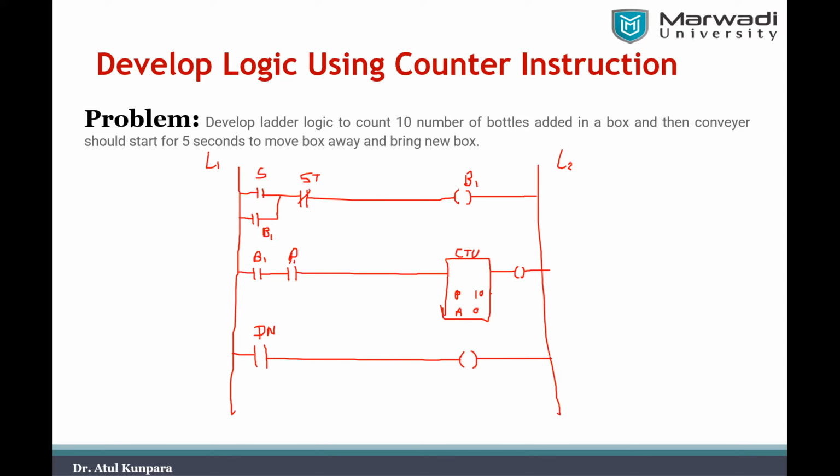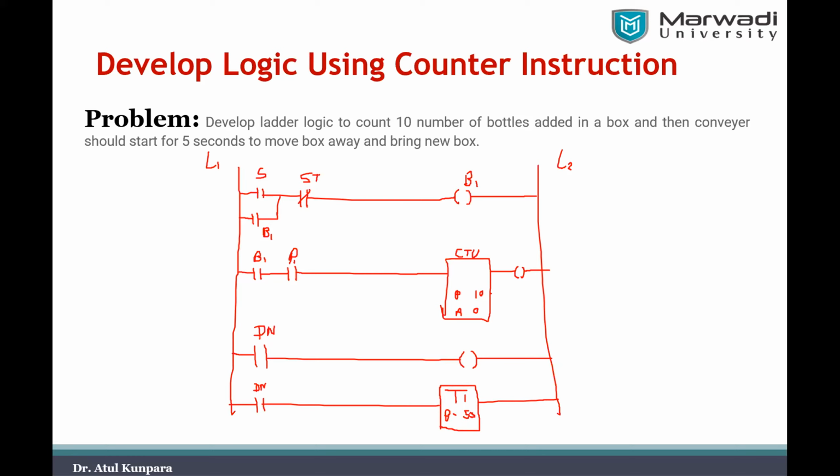But for how much time should your conveyor belt run? 5 seconds. That means I have to utilize that done bit again to start a timer. Right? So here I'll be using one more timer block. For this timer, let me give the timer name T1, and its preset value I'm setting to 5 seconds.